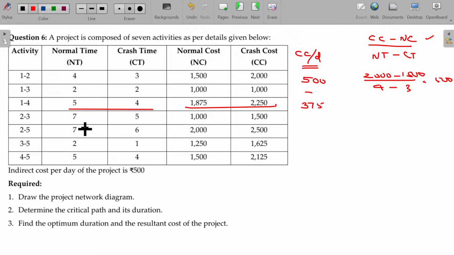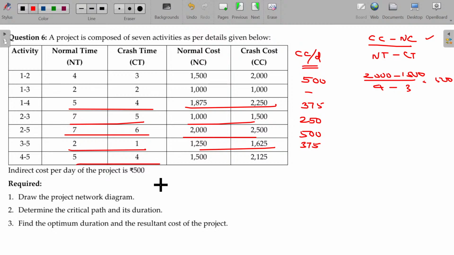375. Here, 7 days is reduced to 5 days. Because of that, you need to incur 500 rupees additionally. By incurring 500 rupees additionally, you can reduce 2 days, meaning for every 1 day you spend 250 rupees additionally. For reducing 2 days, you spend 500 rupees. Here 7 to 6, only 1 day can be reduced and the additional cost is only 500 rupees. Here 2 to 1, and here, come on, tell me, is it 375?